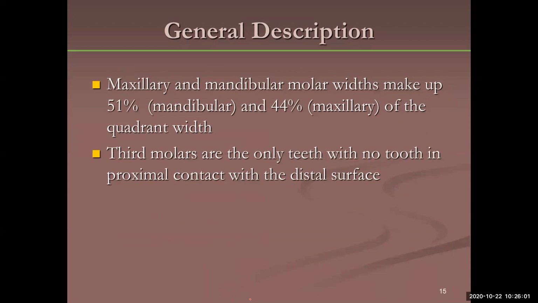Third molars, the wisdom teeth, are the only teeth with no tooth in proximal contact on the distal surface. Why is that? Because they're the last ones. It's the last one. There's nothing distal to that. That's right. There you go. But this is making it sound harder than it is, just with the language.